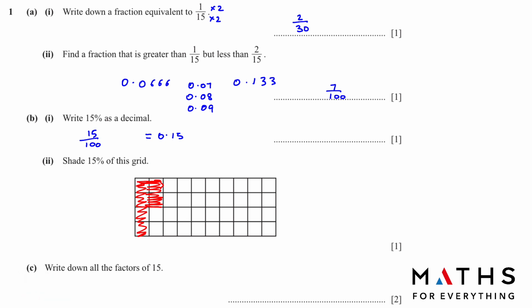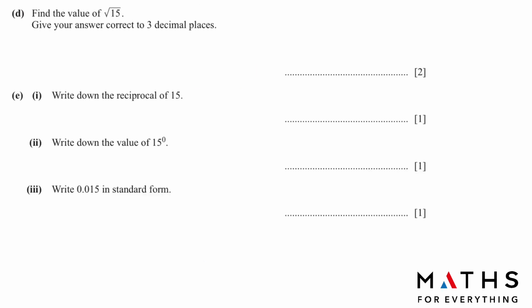1C, write down all the factors of 15. Start with 1. 1 multiplied by 15 and 3 multiplied by 5. Because it is an odd number, there's no even numbers here. Write it in order 1, 3, 5, and 15.